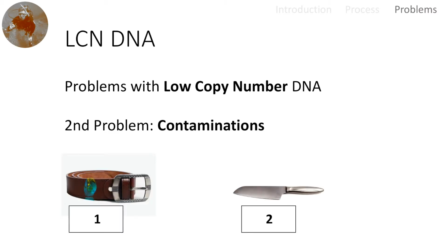So we have this belt on the left side and we see the fingerprint on this belt. And this is evidence or piece of evidence number 1. On the right side we have the knife and this is piece of evidence number 2.